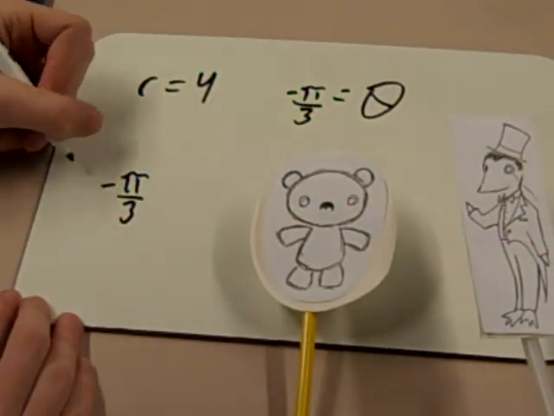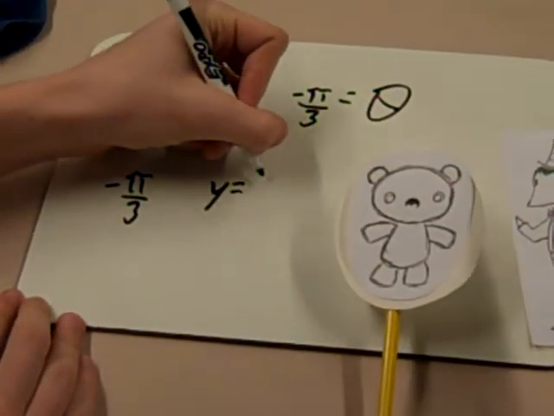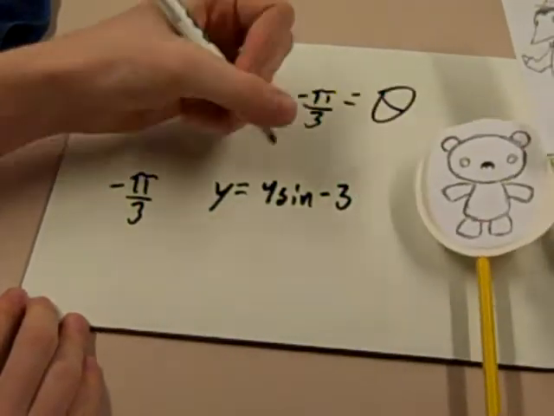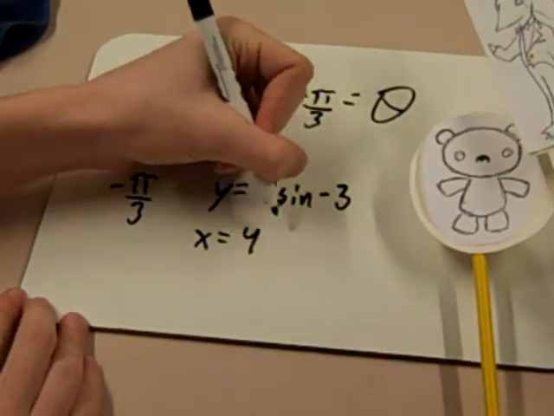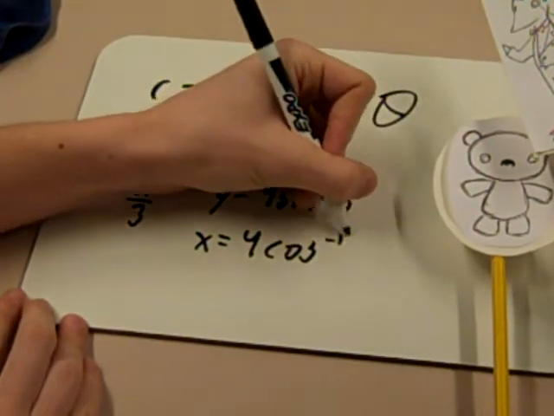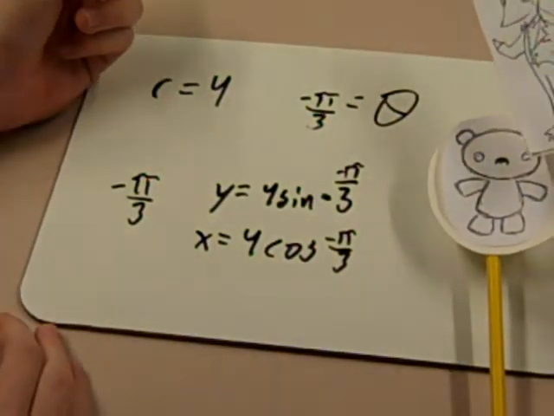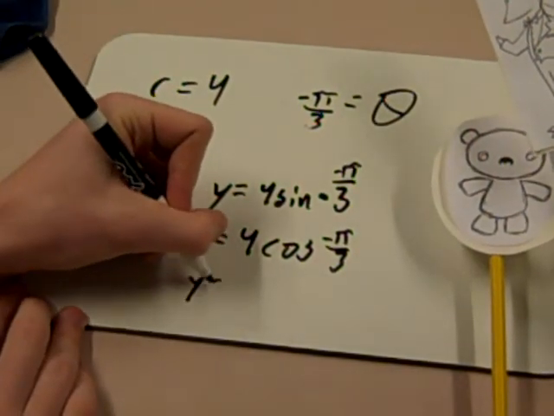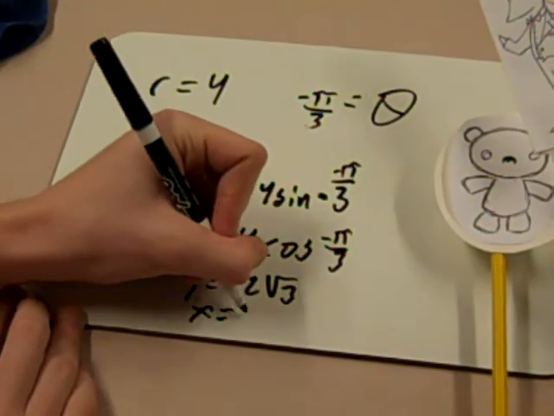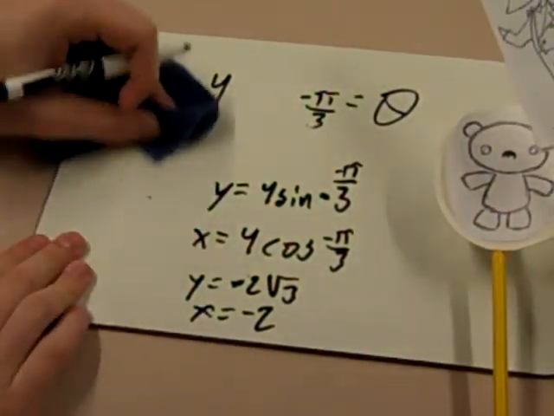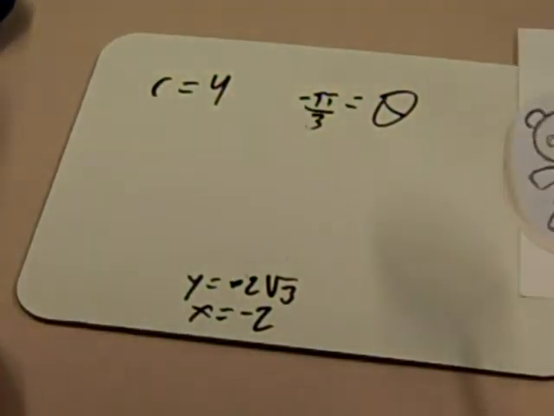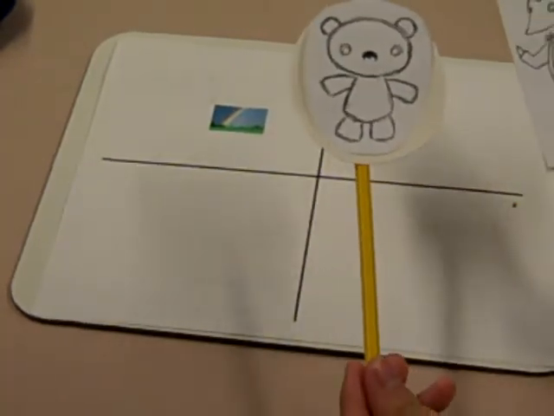Y equals 4 times the sine of -pi/3. And x equals 4 times the cosine of -pi/3. And so y will equal -2√3, and x equals 2. So there's your rectangular coordinates back, Jethro. Thanks, Gregory. Time to go find that rainbow.